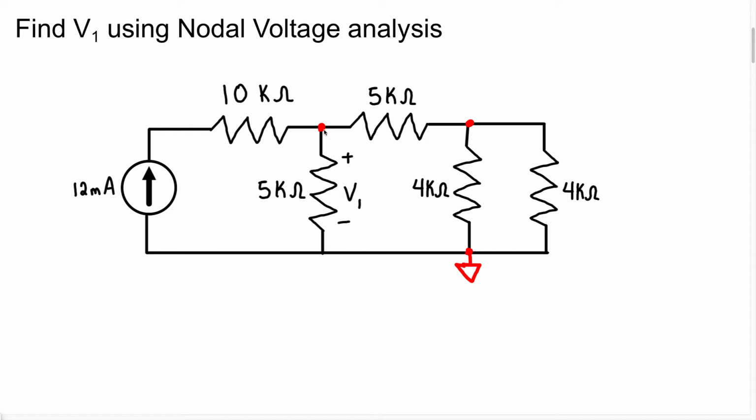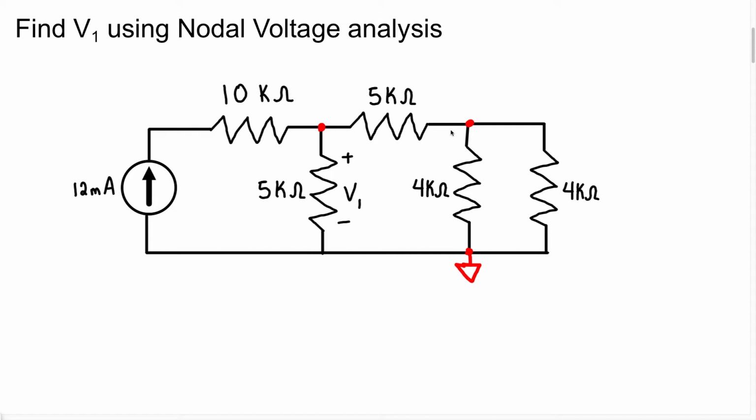Now we know we had 3 essential nodes in total. When we're starting to write our node voltage method equations, we're always going to have one less than our total amount of essential nodes. So we started off with 3, but when we chose a reference node, we only have 2 essential nodes remaining, which means we're going to have 2 node voltage equations that we have to write.